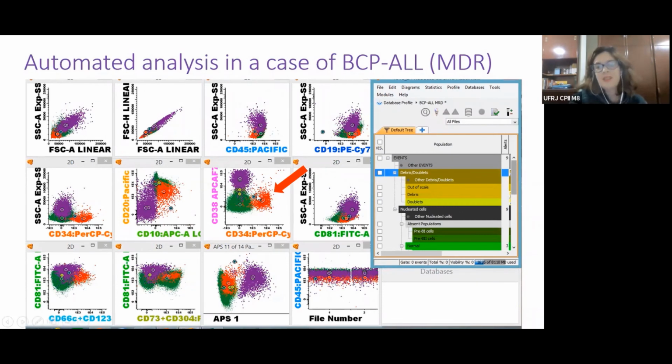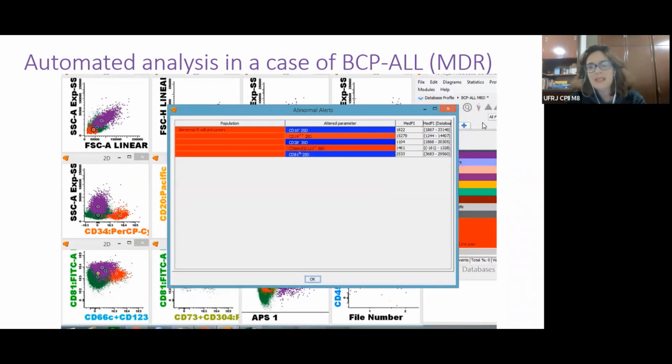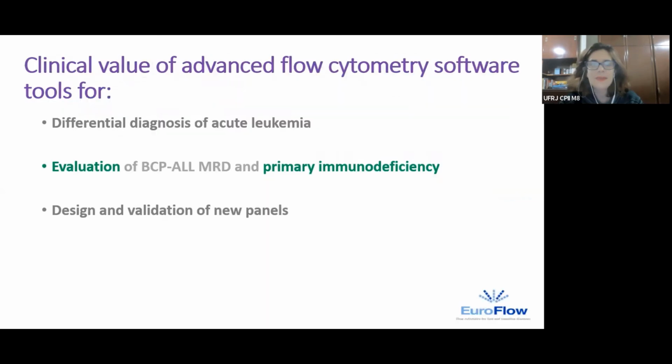The percentage was quite similar to our manual analysis, 0.02, but we also have the parameters that are outside the 2 standard deviations for our cell population. In other words, we can inform exactly what parameters were important to define MRD in these cells in the report. Also, we have automatic gating for primary immunodeficiencies.